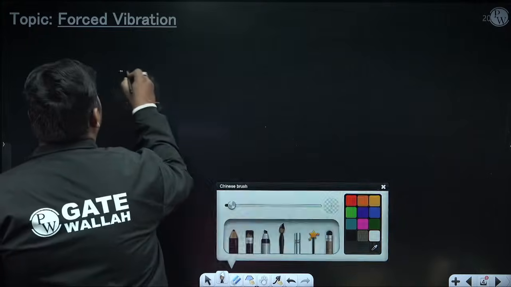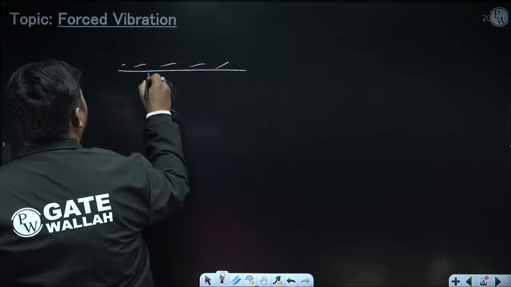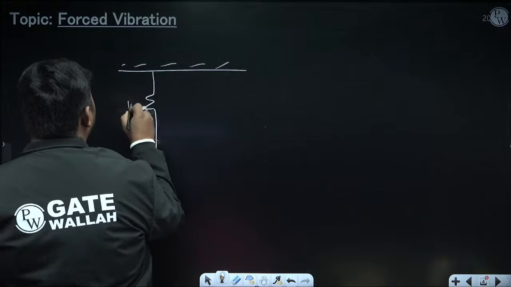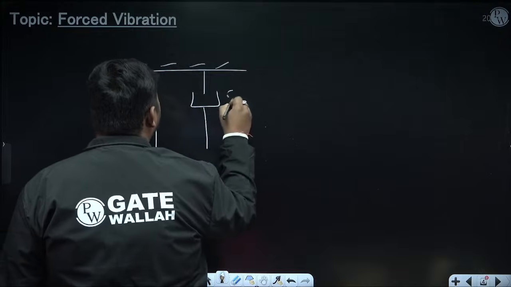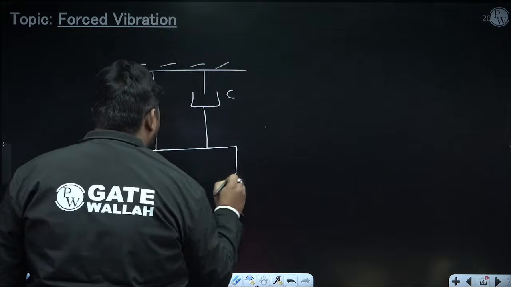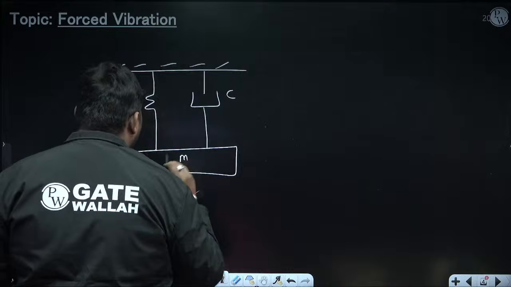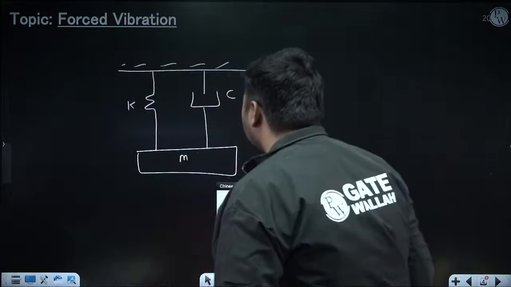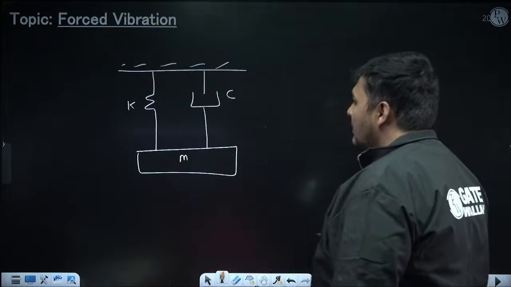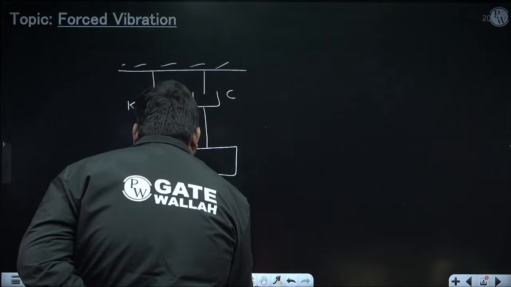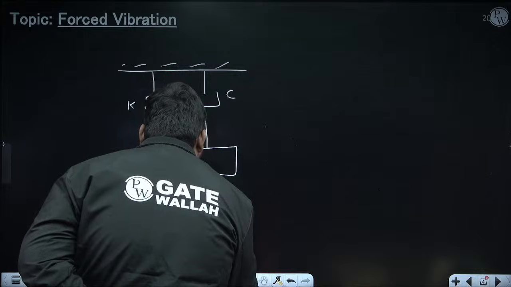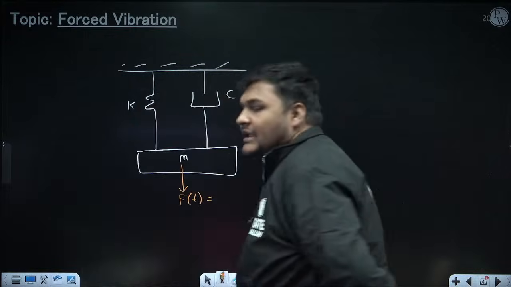In the general case, this is a spring of stiffness K. Parallel to this a damper is attached whose damping coefficient is C, and it is connected with the point mass M. This case we discussed in free damped vibration also, but now it is forced damped vibration. So in the direction of vibration, an external time dependent force will act. That force I am denoting as F(t).